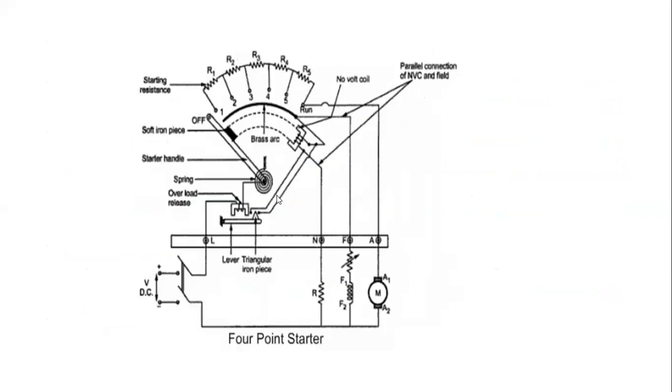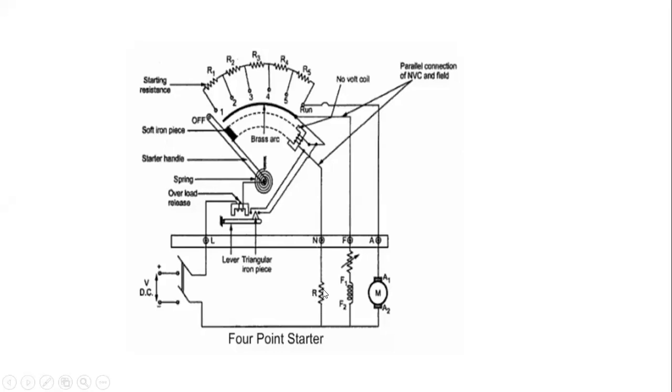And this is the circuit diagram for the 4-point starter. A 4-point starter means that we are having 4 points, that is L, N, F, A. L is the line, and that L point is connected to the supply. N is the neutral, and that N point is connected by the resistance.